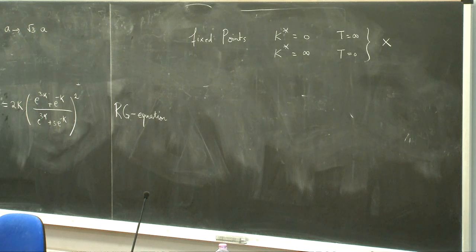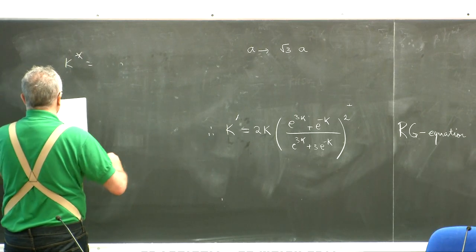So we now look for a finite fixed point, somewhere in the middle of these two extremes. So there must be a point where this equation is satisfied at a value between 0 and infinity. A little algebra shows you that you can find this fixed point. Let's not do the algebra. I have it here if somebody wants to see the algebra.